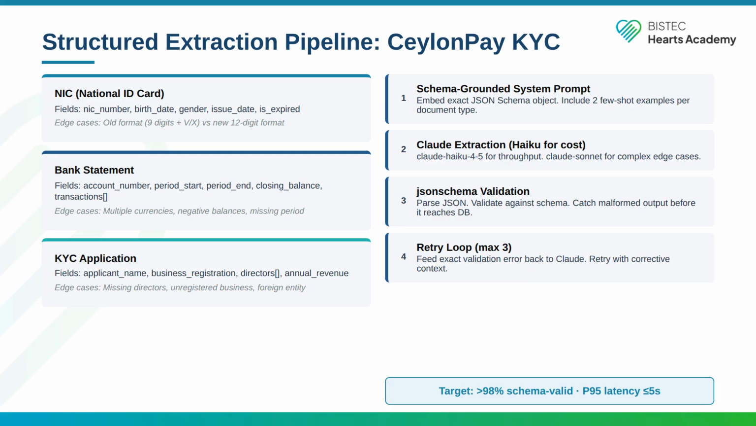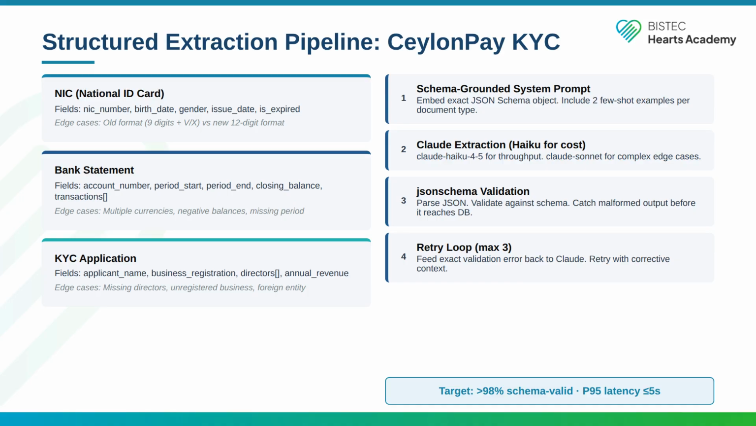The 4-step pipeline processes every document the same way. The schema-grounded system prompt with few-shot examples goes to Claude first. The response is parsed as JSON and validated against the schema using JSON schema validate. If validation fails, the exact error message is included in a retry prompt, not a generic "please try again", but the specific field path and constraint that failed. Maximum 3 retries before routing to manual review.